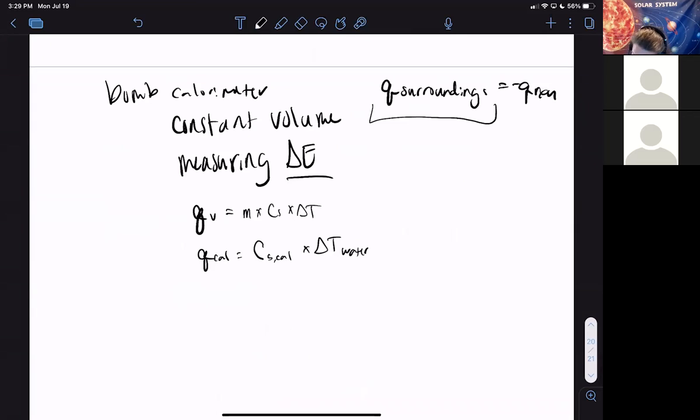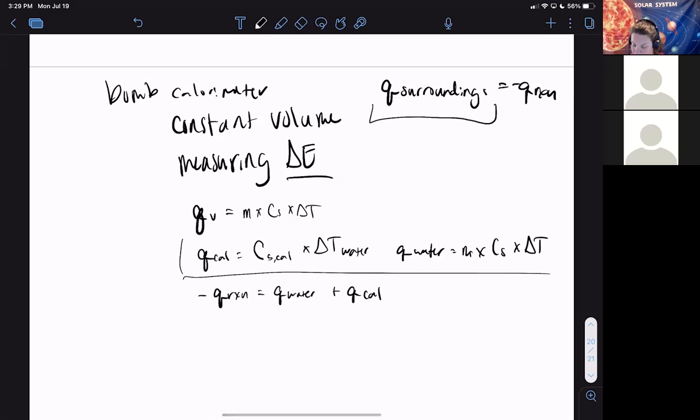With bomb calorimetry, the negative Q of our reaction will be equal to the Q of our water plus the Q of our calorimeter. So we're going to solve for our Q of our water as well: mass times specific heat times delta T. If you are not given water, the calorimeter constant might be taking into account the water already. But anything that I give you, you are going to be required to do both of these.